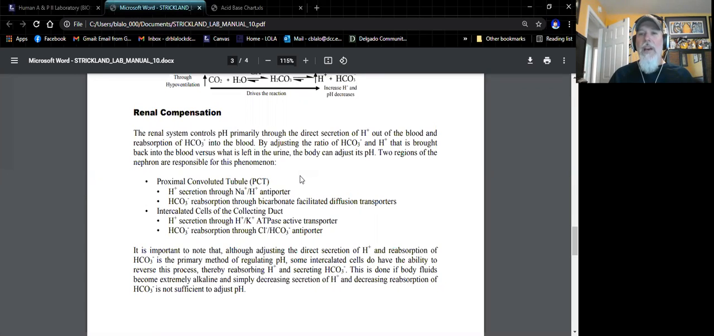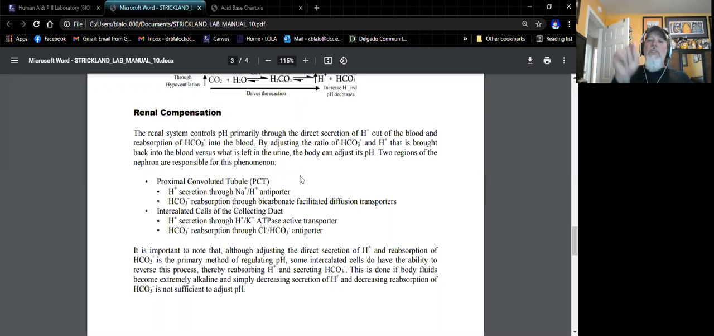body pH. Why? Because we're physically getting rid of the hydrogen ions, or we're keeping the hydrogen ions, depending on the situation. So again, how are we going to do this? Well, we're going to use the proximal convoluted tubule, and we're going to use the collecting ducts. And we're going to either increase secretion of hydrogen ion concentration or increase the absorption of bicarbonate. So what are those two things going to do?